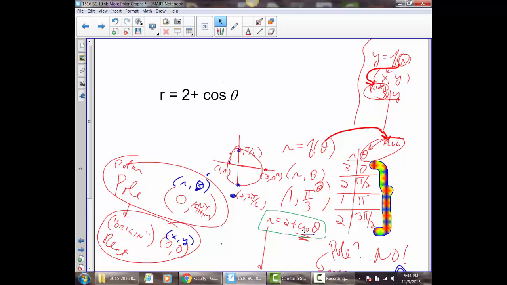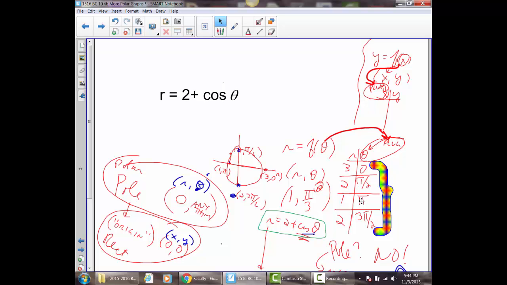So if you have r equals 2 plus cosine theta, if you replace theta by 0 radians, the cosine of 0 is 1, 2 plus 1 is 3. Now you'll notice I'm using 0, pi over 2, pi, and 3 pi over 2. Basically that means I'm going to get my intercepts. If I plug in pi over 2, cosine of pi over 2 is 0. 0 plus 2 is 2.